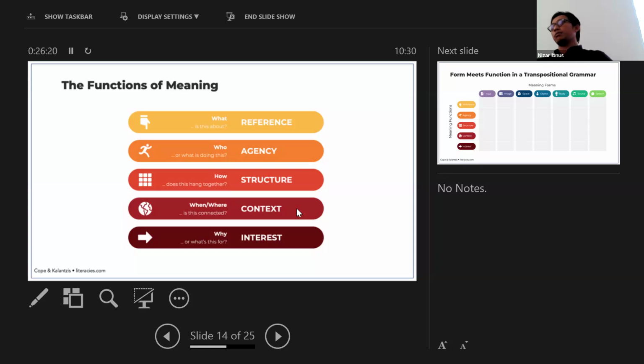Agency is similar to interpersonal meaning in Halliday's SFG, and it is about the role of who talks to whom, and the power relation between speaker and interlocutor. And structure is also similar or even the same as textual meaning from Halliday. The context and interest are two new additional functions. Context relates to the situation or the nuance or the triggering events and environment surrounding the talk or the exchange of communication, when and where. While interest is about what is intended by the speaker. It is actually quite related to agency, but Cope and Kalantzis make it specific into another function.